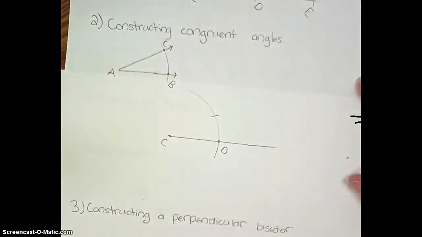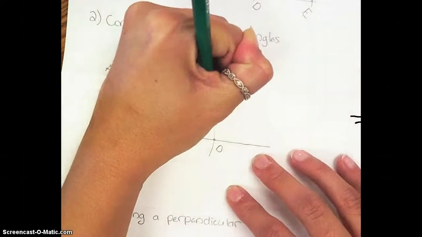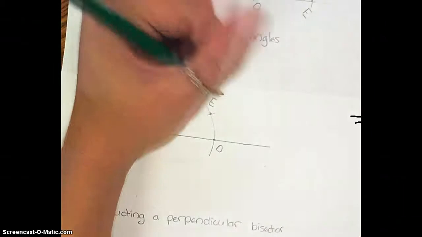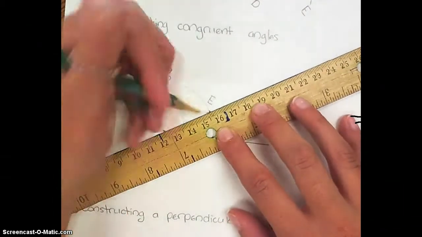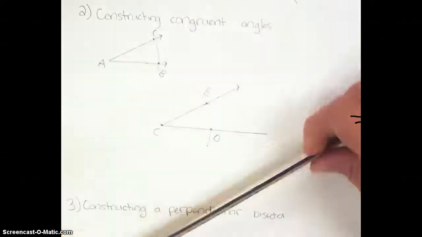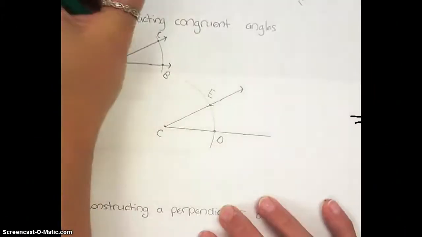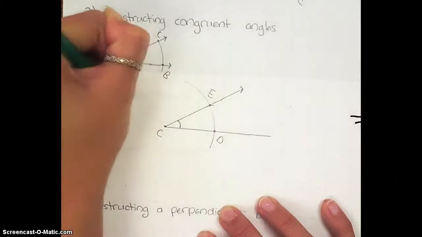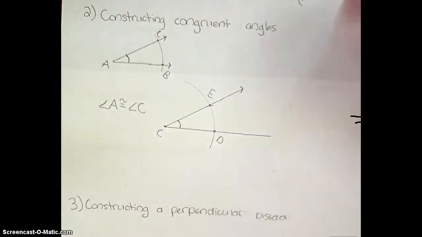Just like that. So now that point where that arc intersects the other one, that is the other point on your angle. We'll call this point E, and then I can use my straight edge to connect C with E. And when I do that, I've created two congruent angles. If I were to get a protractor and measure these, they would be the same degree. So now I know that angle A is congruent to angle C. Okay? All right, moving on.